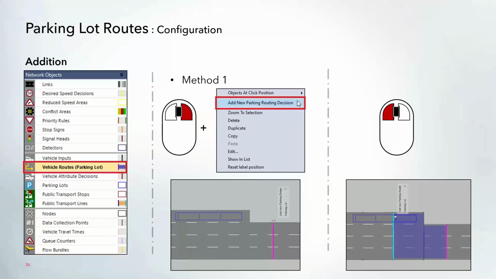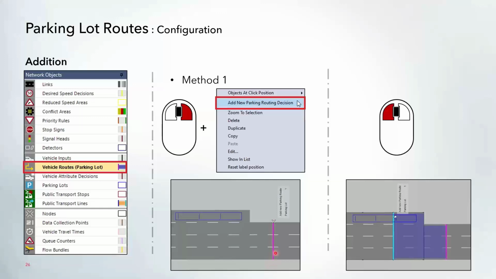All right, so now that we've covered the parking lot objects, we can take a look at the routing decisions that we're going to use to actually get those vehicles to the spaces. If you select the vehicle routes option from the network objects toolbar, there'll be a little drop-down icon you can select here. From there, you can choose the option for a parking lot. You'll just want to make sure that you've got that option selected. And then from here, you can use that context menu, right-click, and then choose the option to add new parking routing decision.